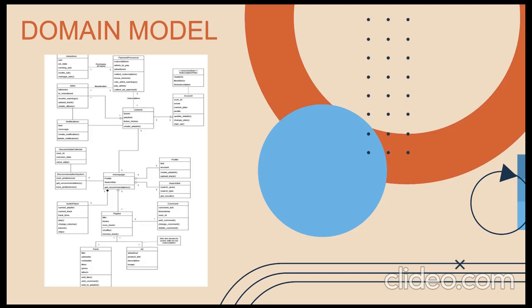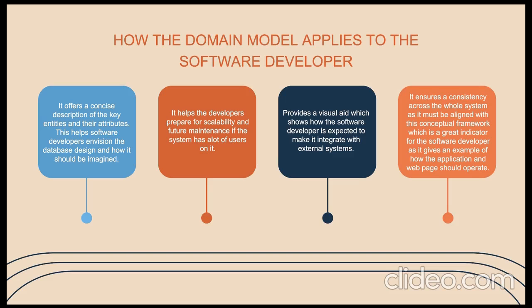The second choice was the domain model, and here's how it also applies to the software developer. It helps the developers prepare for scalability and future maintenance when the system has more users on it at once, as it illustrates how many different kinds of the key entities are dependent on each other and how they are expected to interact. It will also ensure consistency across the whole system, as it must be aligned with this conceptual framework. This is a great indicator for the software developer, as it gives them an example of how both the application and web page should operate.